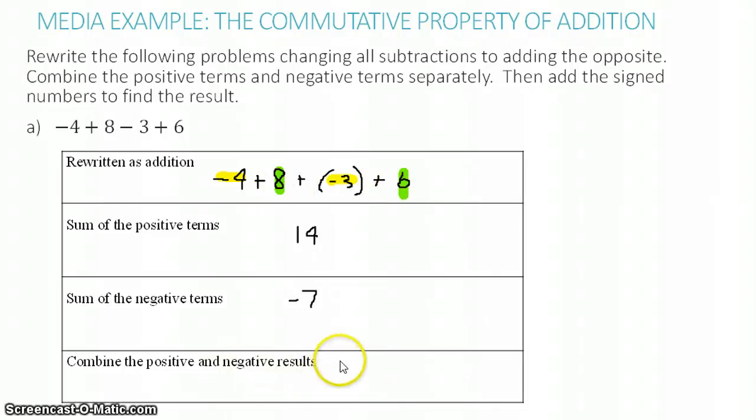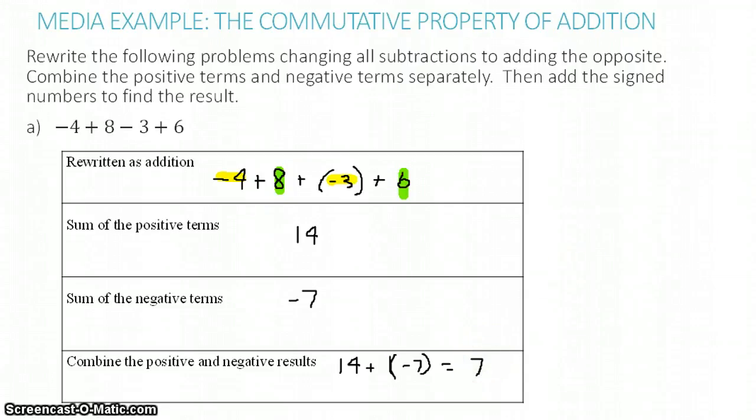And then in the last part is the one case where we'll need to actually subtract. So it's 14 plus -7. And this is addition of signed numbers, but when the numbers have different signs, remember we subtract their absolute values. So 14 minus 7 is 7. And since 14 is larger in absolute value and it's positive, our result is positive 7.